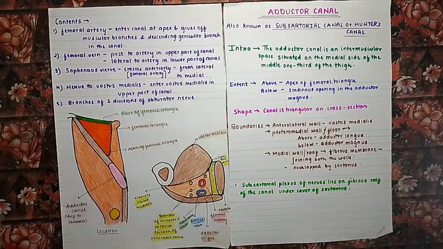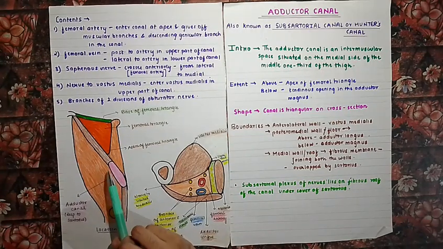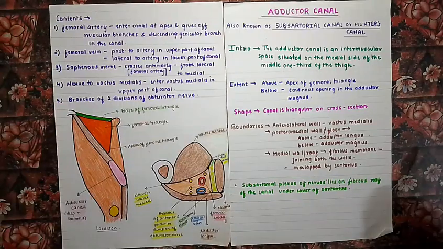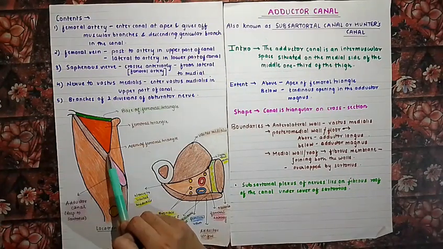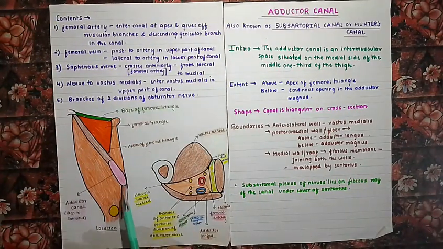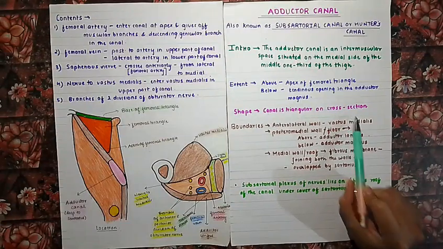The adductor canal is an intermuscular space which is situated on the medial side of the middle 1/3 of the thigh. So in this diagram we can say this is adductor canal. It is situated on the medial side, on the middle 1/3 of the thigh. It has extent. Above it is bounded by apex of the femoral triangle. As we can see below, it ends in the tendinous opening in the adductor magnus.